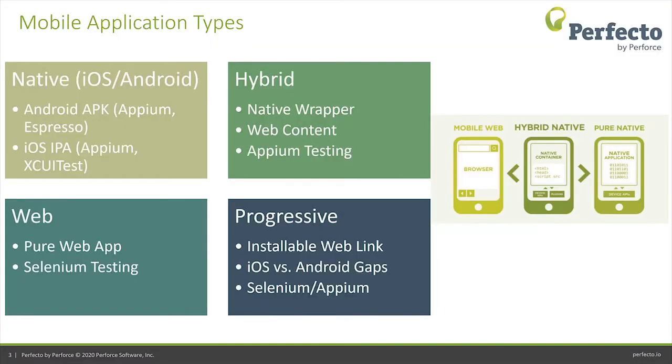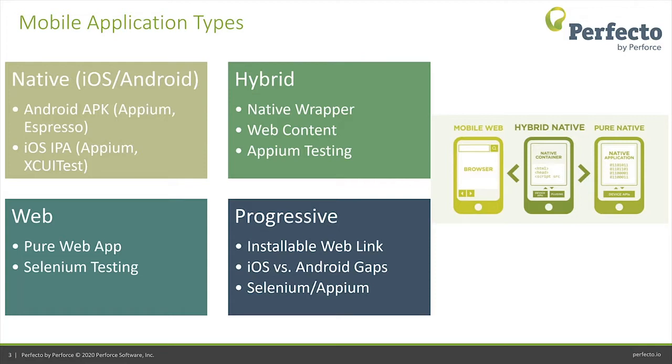When you look at mobile application types that exist today, you look at native applications, which are specific to iOS and Android. When you develop an Android application, you usually generate an APK, an Android package, and this is the binary that you want to test. Typically, you would test the application using either the Appium test automation framework or Espresso from Google. On iOS, you're going to generate an IPA file. That's the binary for iOS applications.